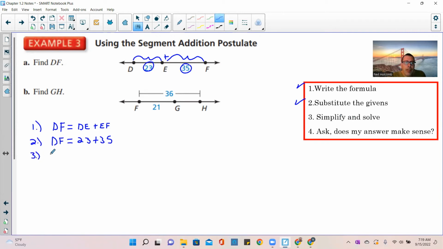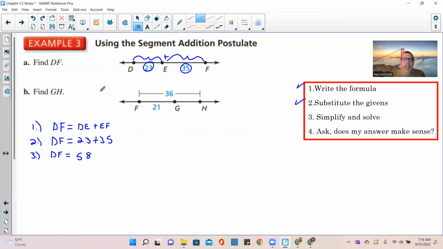So step 3, I'm going to say DF equals 23 plus 35. Well, 3 plus 5 is 8, nothing to carry. 2 plus 3 is 5. So DF equals 58. And then ask yourself, does my answer make sense? Self, does my answer make sense? And I look, and each piece is 23 and 35, and my total obviously should be more than those two. Actually, it's the sum of those two. And yes, my answer does make sense. So the length of DF is 58.